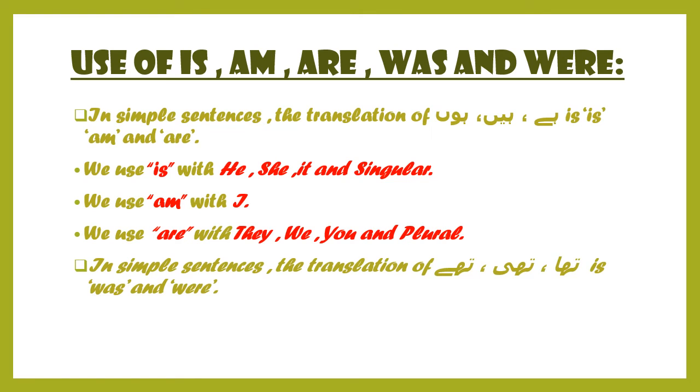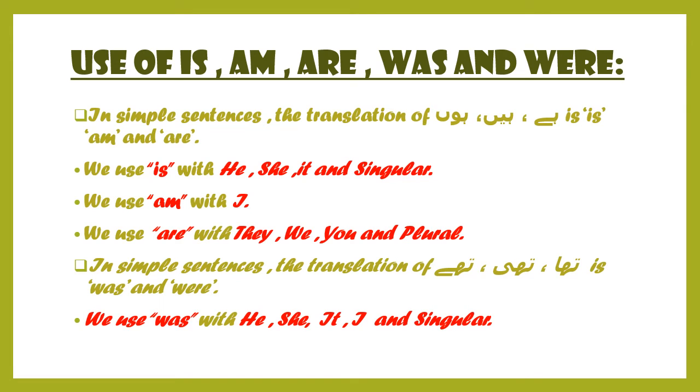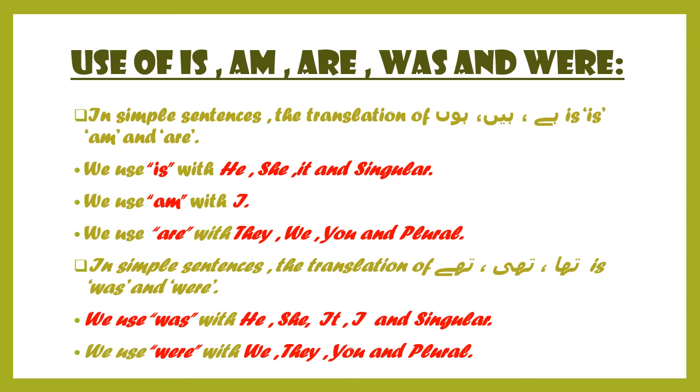And in simple sentences, the translation of tha, thi, the is was, were. When the sentence is in past form and in Urdu sentences the ending word will be tha, thi, the, then we have to use was, were as helping verb. We use was with he, she, it, I and singular, and we use were with we, they, you and plural.